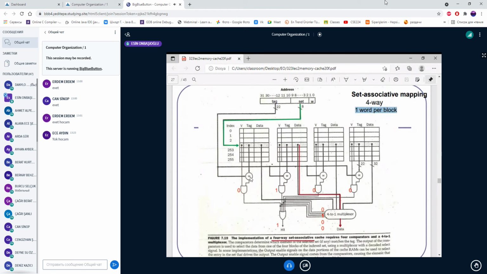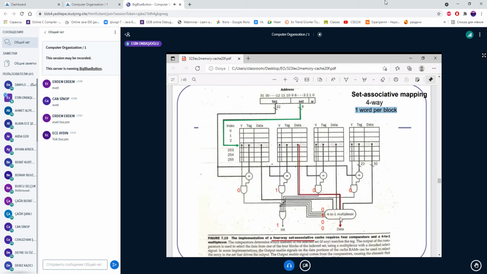This comparison results as 0. So this OR gate takes the results of these AND gates. That means it checks if anyone is true. In that case, it's a hit. If anyone matches, it's a hit. If none of them matches, then it's a miss. So hit line will be 0 in that case. So here, the OR gate will result as 1.